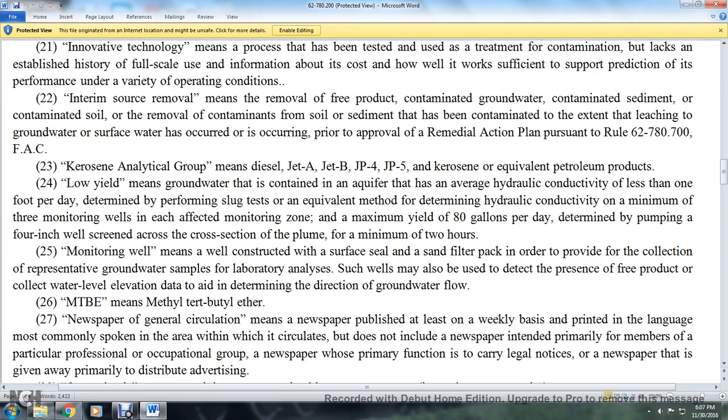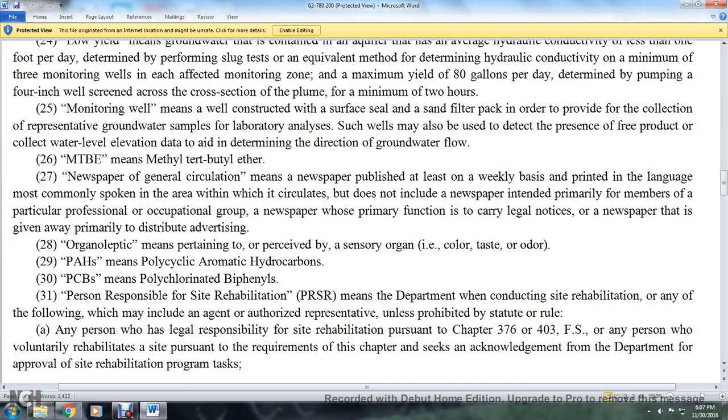MTBE, methyl tertiary butyl ether. Newspaper of general circulation means a newspaper published at least on a weekly basis, printed in the language most commonly spoken in the area in which it circulates, but does not include a newspaper intended primarily for members of a particular professional or occupational group, a newspaper whose primary function is to carry legal notices, or a newspaper that is given away primarily to distribute advertising.